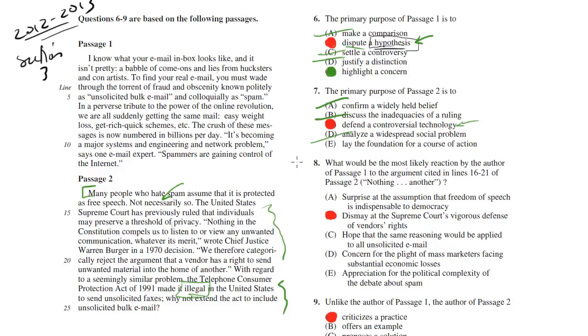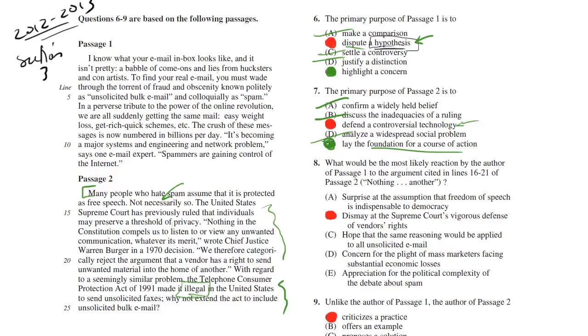E, lay the foundation for a course of action. Yeah, so this discussion of first, number 1, spam not being protected as free speech, and second, being able to extend a certain law to apply to spam as well, those are some ideas that you could use to solve the problem of spam, right? The foundation for course of action. So that is why E works.